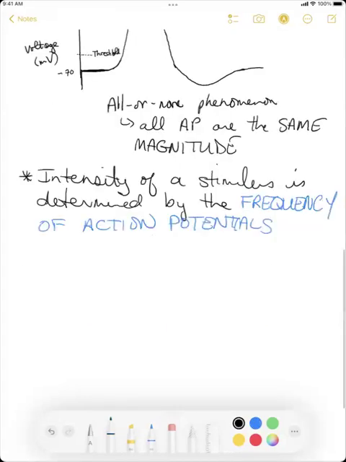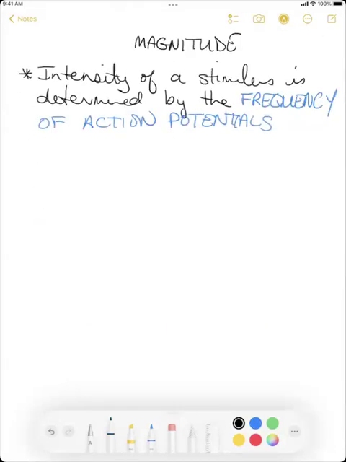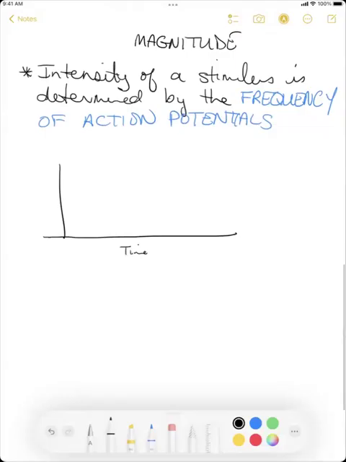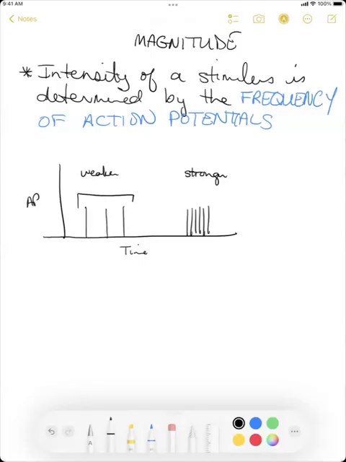So I'll draw a little diagram here. If we have, this is going to be time. This is going to be action potentials that you're going to see. So this would be a weaker stimulus, weaker. You might get an action potential at varying lengths. So this would be weaker. And a more intense or a stronger stimulus will have action potentials that occur very quickly in quick succession to each other.